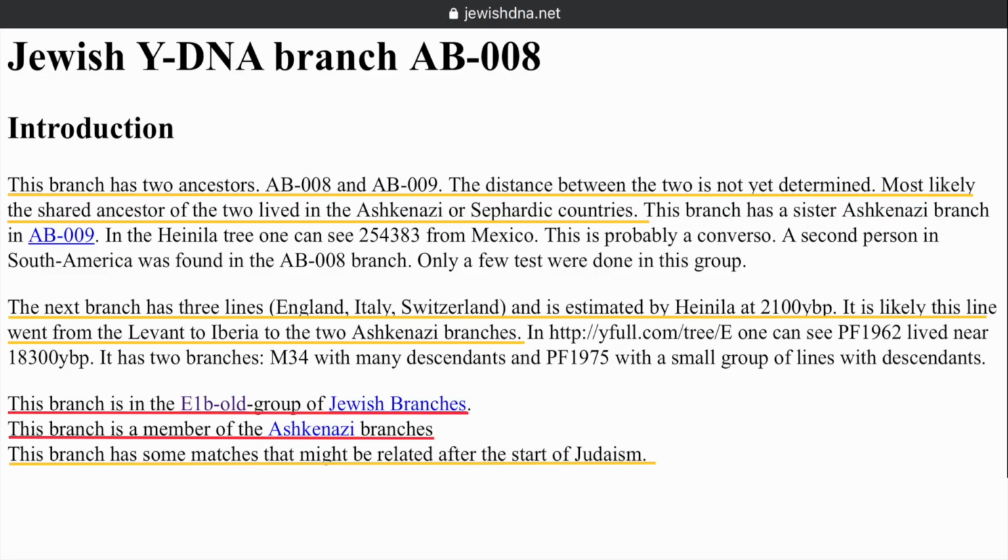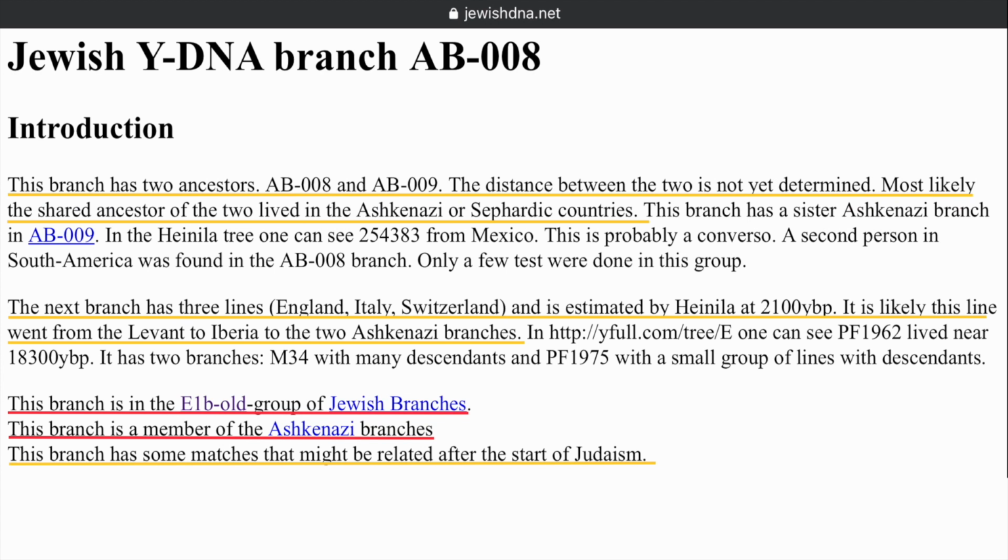Here are a few interesting Jewish clusters within E-Z830 according to JewishDNA.net. This branch has 2 ancestors, AB-008 and AB-009. The distance between the 2 is not yet determined. Most likely, the shared ancestor of the 2 lived in the Ashkenazi or Sephardic countries. This branch has 3 lines: England, Italy, Switzerland, and is estimated by Henlia at 2,100 years before present. It is likely this line went from the Levant to Iberia to the 2 Ashkenazi branches.